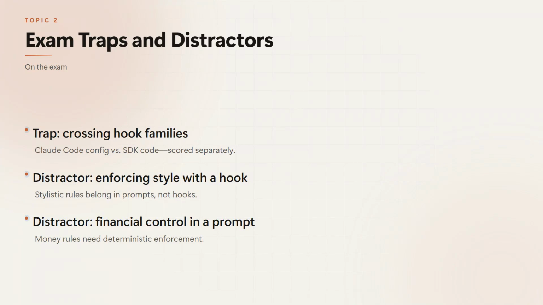Another distractor: enforcing a stylistic preference with a hook. Style belongs in prompts. And the reverse: putting a financial control in a prompt. Money rules demand deterministic enforcement. Spot these, and you'll avoid the most common mistakes.